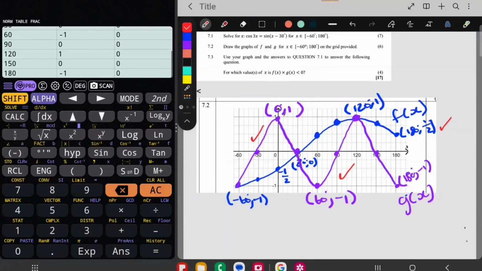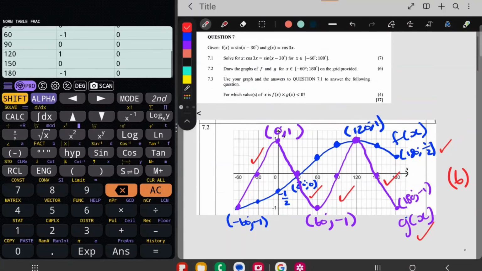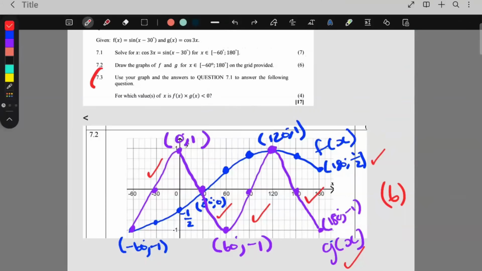Then you get the same marks for the other graph. So you get a mark for the shape for the purple one, the x and the y-intercepts, and the start and the end for purple. And that's how you get 6 marks. So you can get full marks for this question. So let's look at our next question.